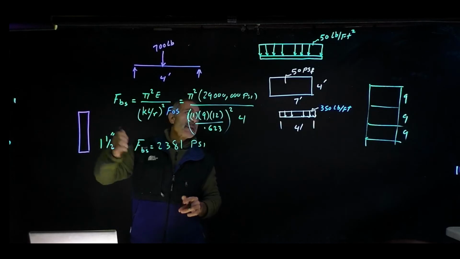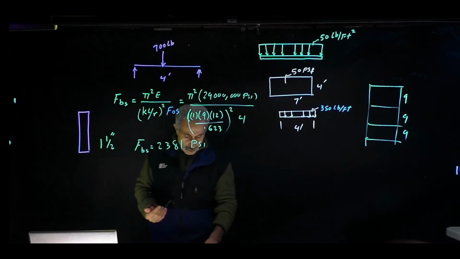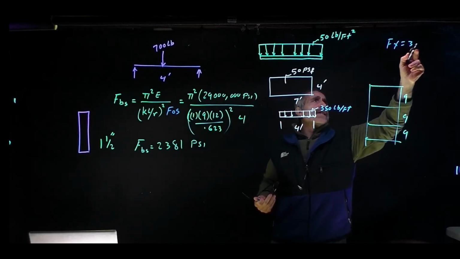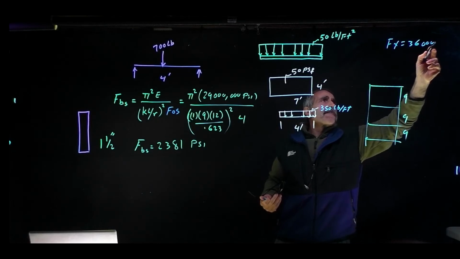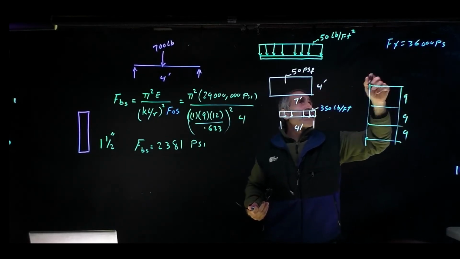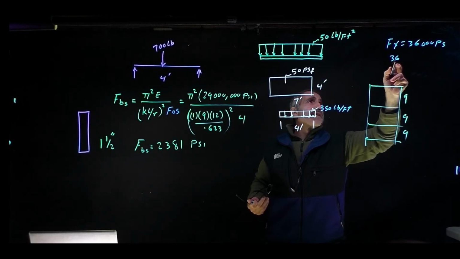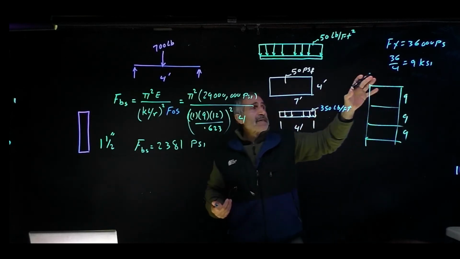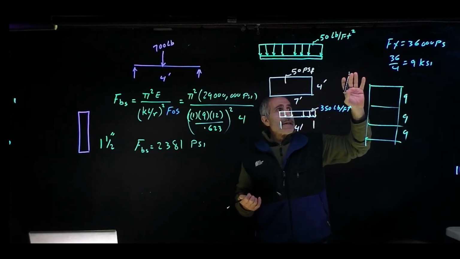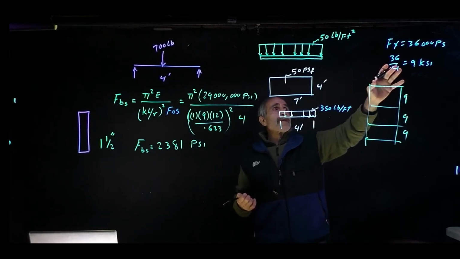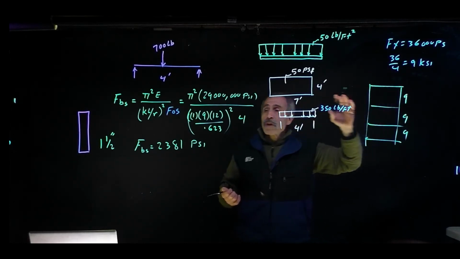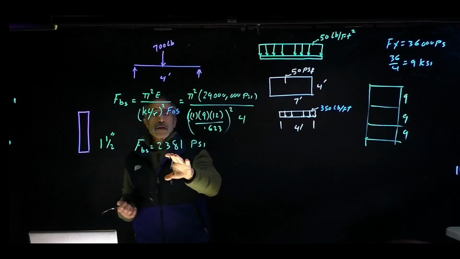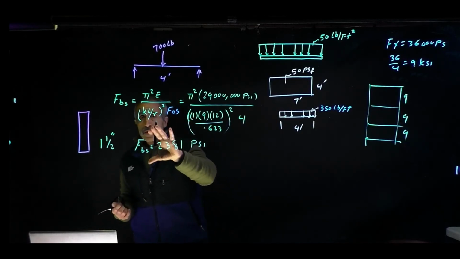Remember, we said at the beginning, let me write this over here, the Fy for the pipe was 36 KSI, or 36,000 PSI. Okay, and then adding a safety factor became 36 divided by 4, which became 9 KSI. And that is the allowable yield stress for that. But because buckling controls, now our allowable stress is going to be 2,381 PSI instead of 9,000. And we're going to use this to design it.